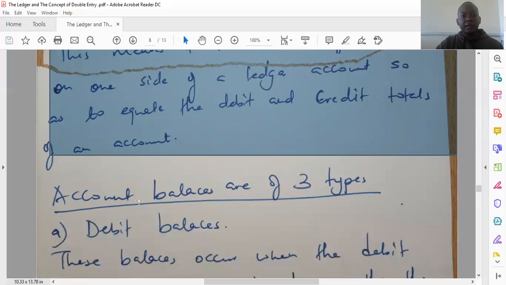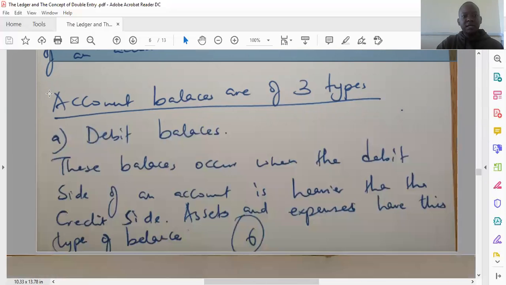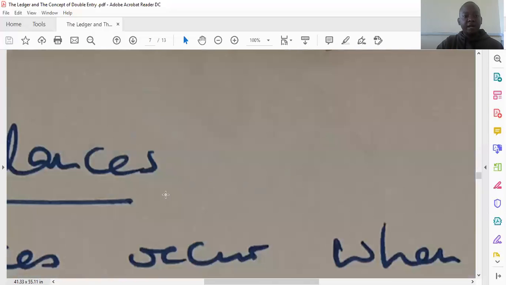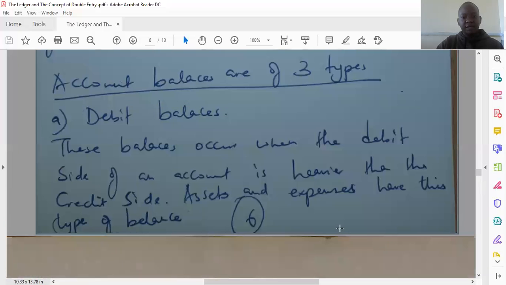We now look at the three types of account balances. There are three types of account balances: the debit balances, the credit balances, and the zero balance. So we begin with the debit balances.